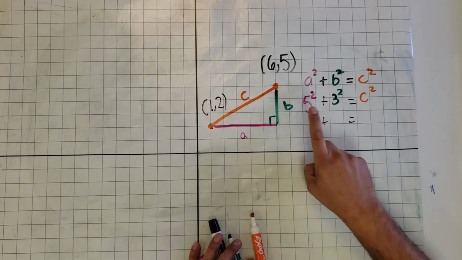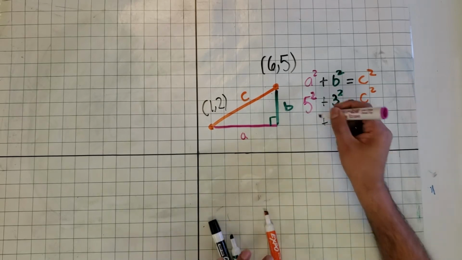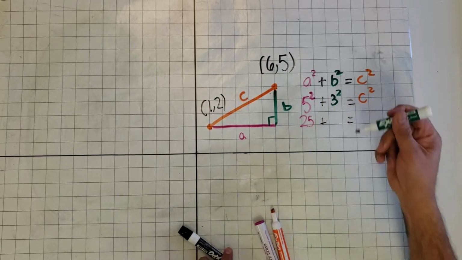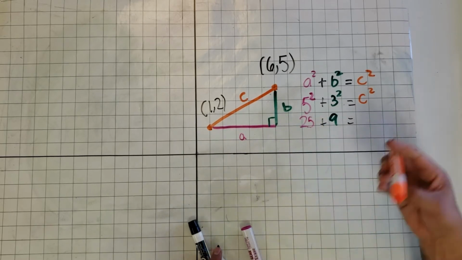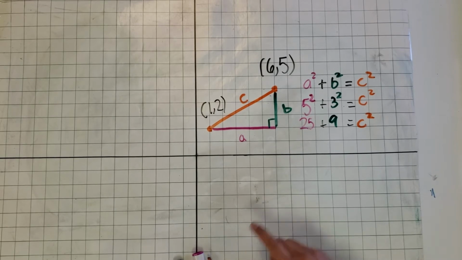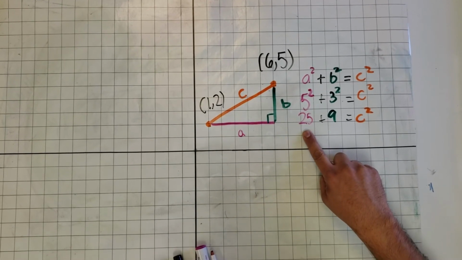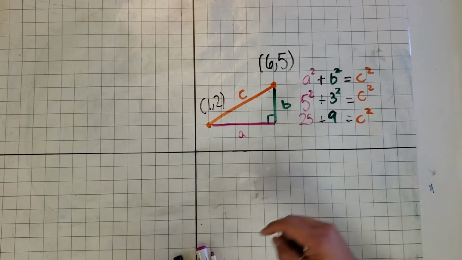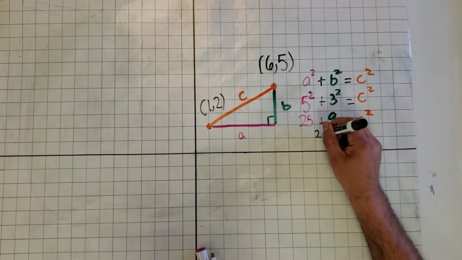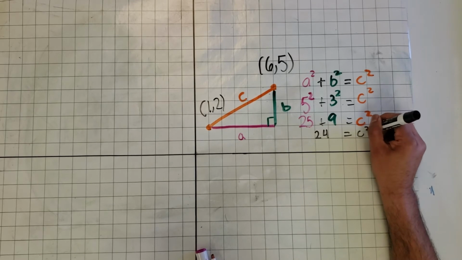Okay, so now we're just going to square things. 5 squared, 5 times 5 is 25. 3 times 3 is 9. And C squared stays C squared. Now we're going to add these two. What's 25 plus 9, kids? 24? So I'm going to do 24 equals C squared.